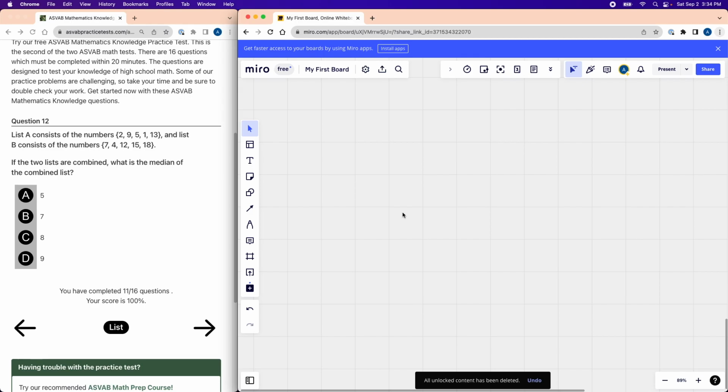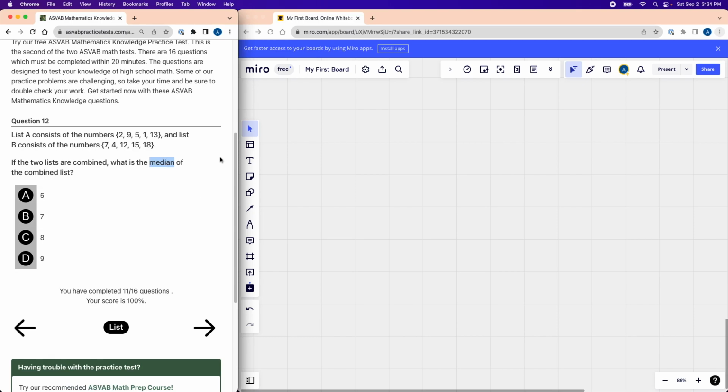List A consists of the numbers 2, 9, 5, 1, 13, and list B consists of the numbers 7, 4, 12, 15, and 18. If the two lists are combined, what is the median? So remember, we have the mean, the median, and the mode. The mean is the average, where you add up all the numbers together, and then you divide by the total number of numbers that you had, and that will be your mean.